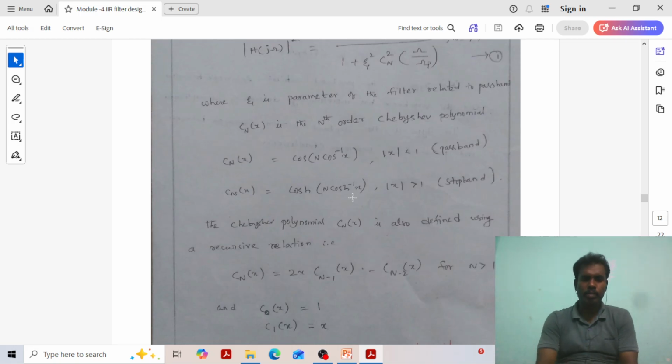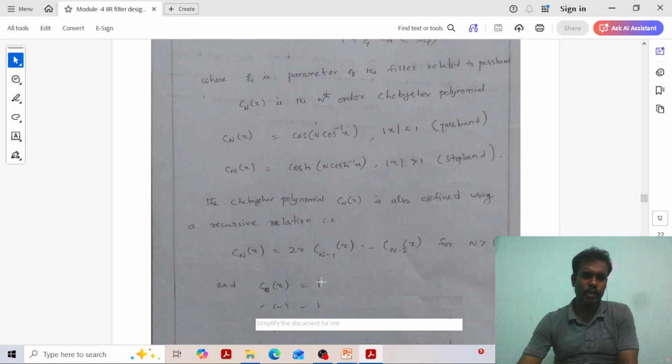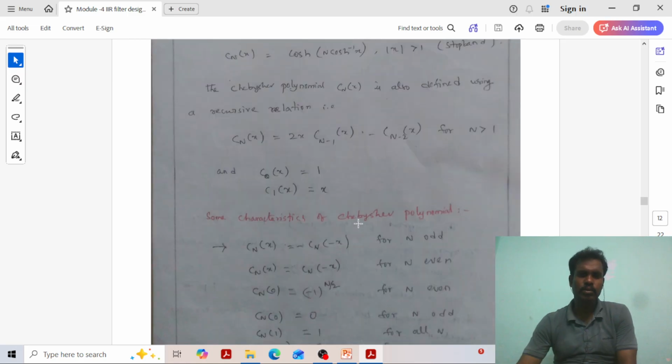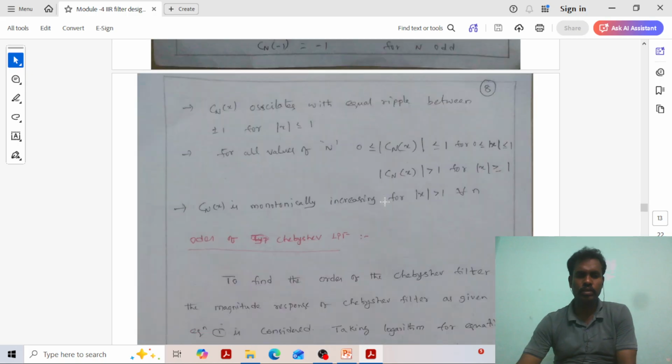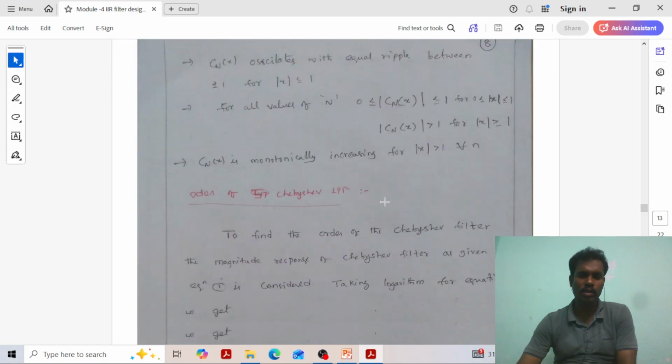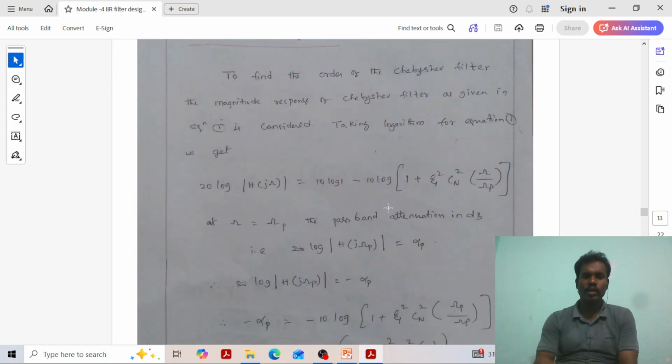The Chebyshev polynomial is also defined by using a recursive relation. So this can be used to find the different values by using the recursive formula. Now we want to find out the order of the filter.